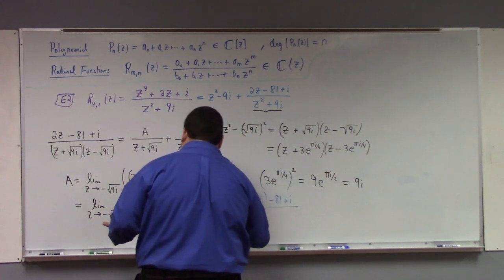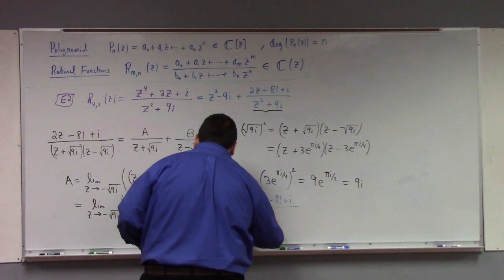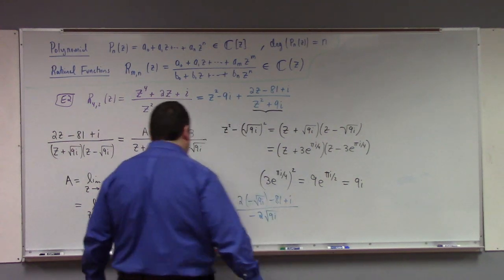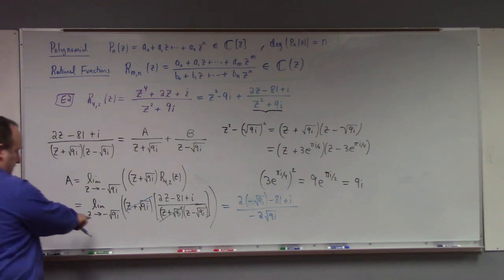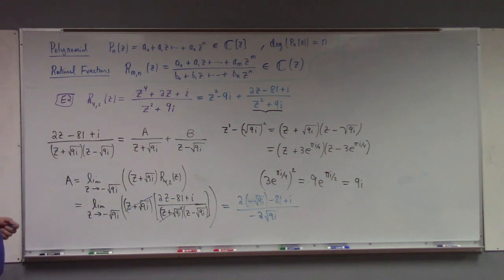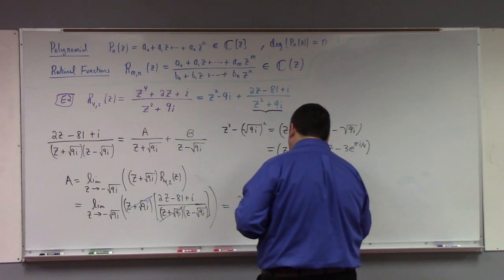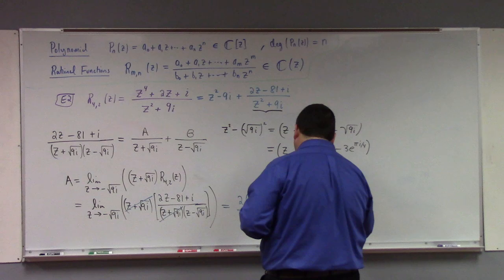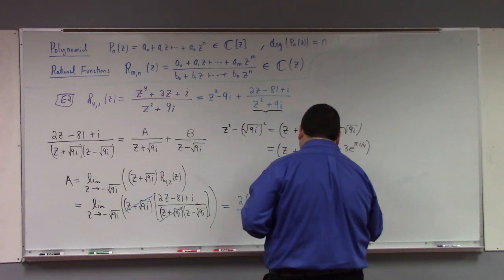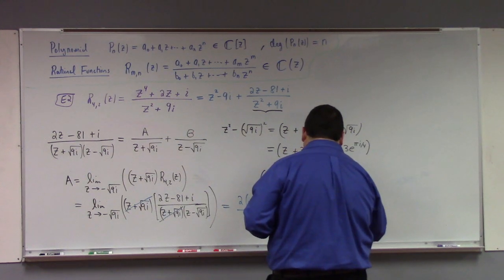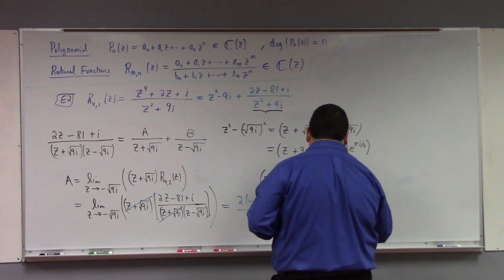Plus i, all divided by minus 2 times the square root of 9i, I think. Because when I put that in here, I just get minus 2 of those, which I could rewrite if I want. I sort of want to. That's 1 plus 81 minus i divided by 2 times the square root of 9i. I'm going to put in what the square root of 9i is now, which is 3 e to the pi i over 4.